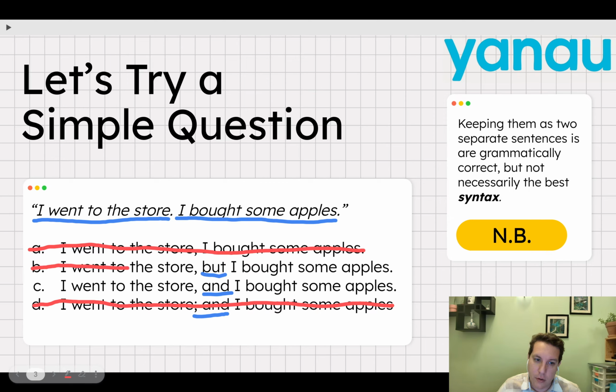In this case, since you normally buy apples at the store, we can eliminate answer B, and we can go with answer C as our answer. I went to the store, comma, and I bought some apples. We have connected two independent clauses. I went to the store, I bought some apples, two completely independent clauses. We connected them with a comma and a conjunction. And this conjunction is and. There are many conjunctions, we will take them later, about many of the different conjunctions that can be used.